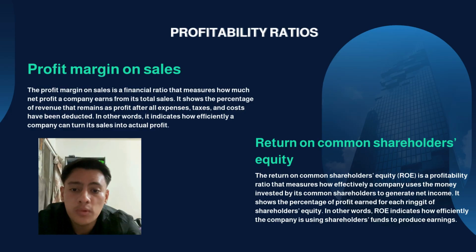So the first one, profit margin on sales, measures how much profit a company earns from its total sales after all expenses and taxes. Basically, it shows how efficiently the company turns sales into real profit. For Ideal Capital Berhad, the profit margin is 0.1 to 1. This means the company earned 10 cents of profit for every ringgit of sales, showing good efficiency.